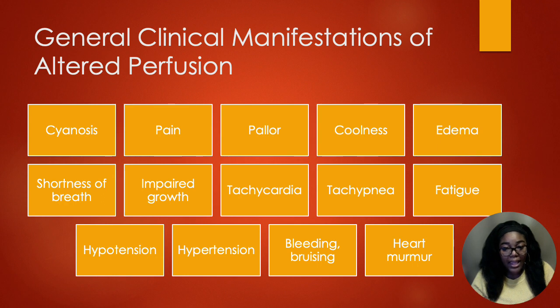You also have pain, you have paleness or pallor, you'll have coolness to those extremities or areas that are not being perfused. You may even see edema or swelling in these individuals that do not have adequate perfusion. You'll see shortness of breath or dyspnea, impaired growth, tachycardia or high heart rate. You may see tachypnea, which is high respiration rate. You see fatigue, hypotension, which is low blood pressure. You may see hypertension, high blood pressures. You'll see bleeding and bruising, and you'll also hear heart murmurs.